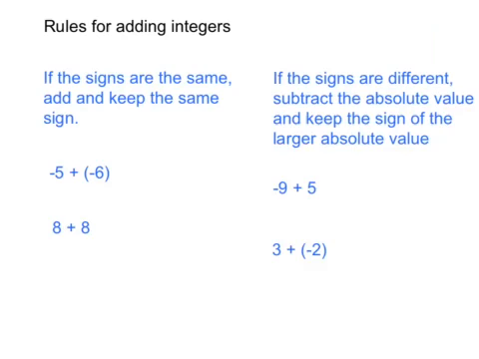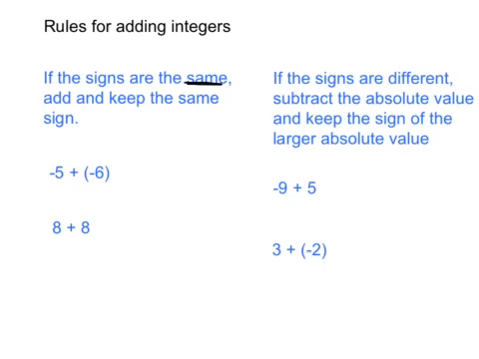We're going to start with adding integers first, and you'll see why at the end. Here it says that for adding integers, you basically have 2 sets of rules that you need to be able to apply. The first is if the signs are the same, meaning you're adding 2 positive numbers or you're adding 2 negative numbers.